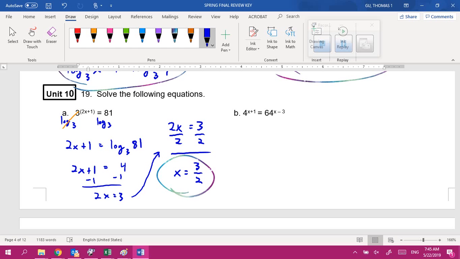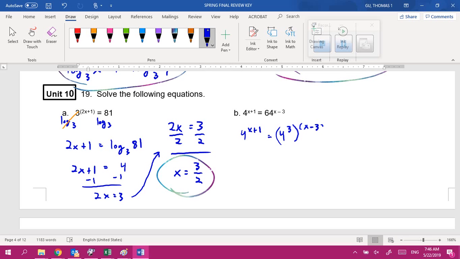Okay, so on B though, what we want to do is make the bases into the same number, right? So the 4, obviously we're not going to change that. Can I rewrite 64 as a power of 4? Yes. How? 4 to the third, right? 4 to the third is the same thing as 64. So I'm going to rewrite this equation like this. 4 raised to the x plus 1. Make sure you actually show this in the exponent spot. Equals 4 to the third, because that's 64, right? 4 to the third raised to the x minus 3.